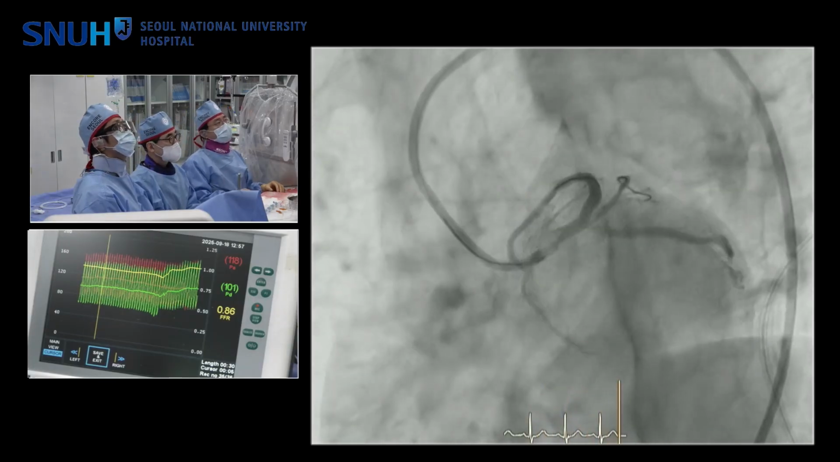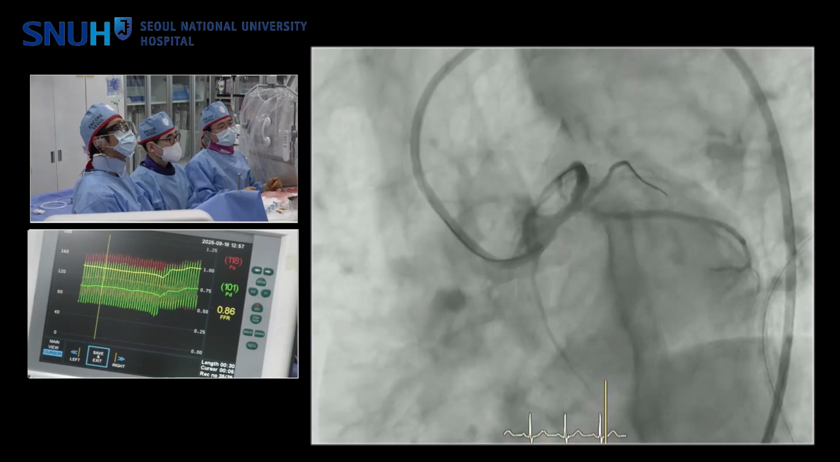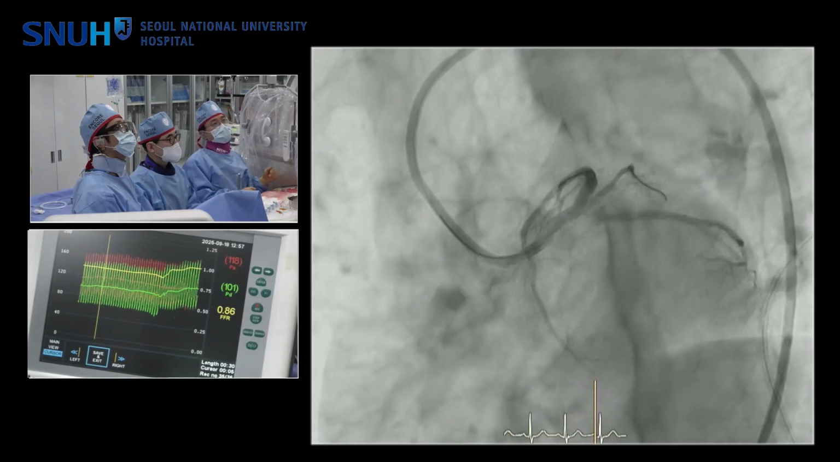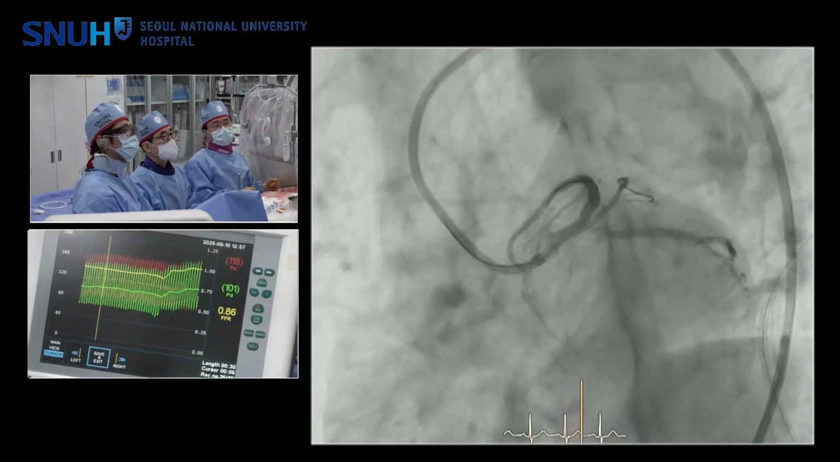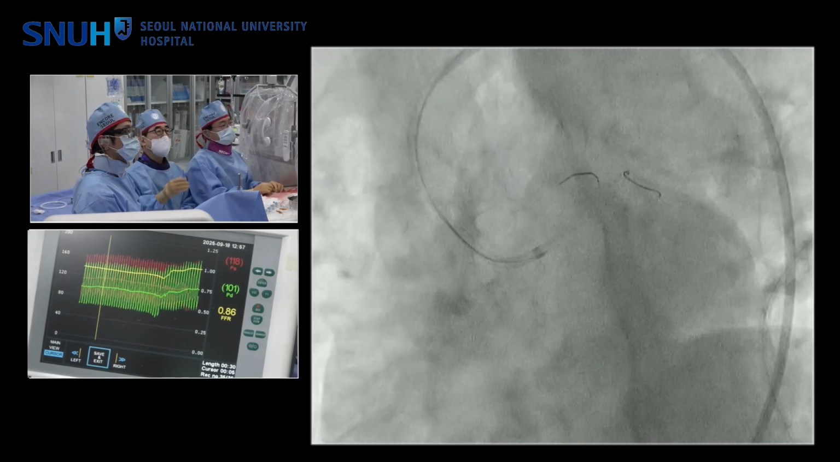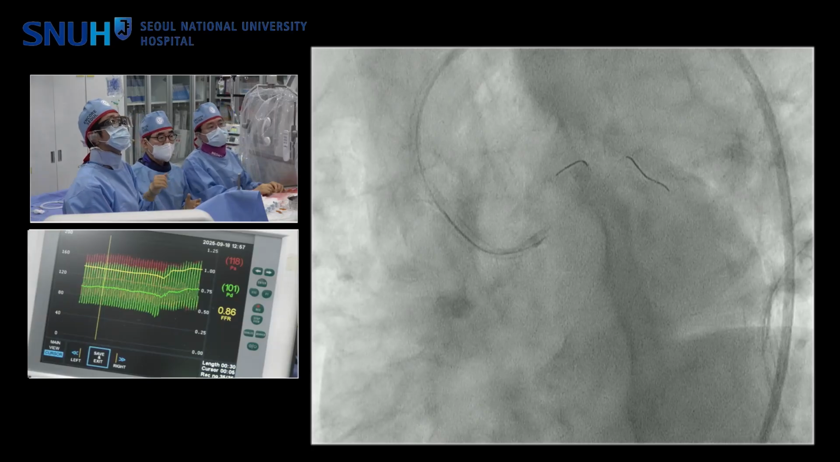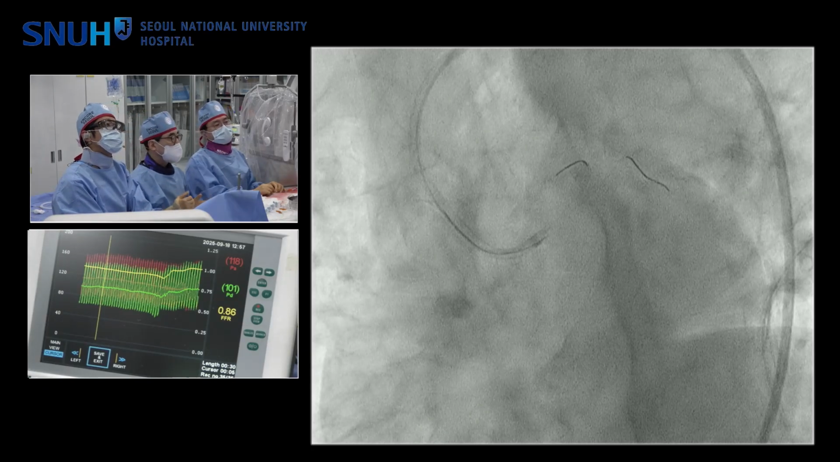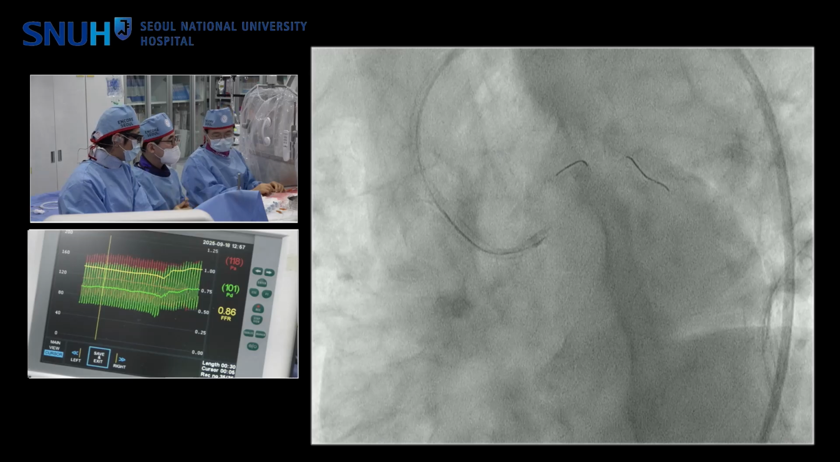Yes, as I mentioned before, we set the left circumflex as the main branch. The VFR value was 0.8. VFR was 80, FFR was 86. Closer. Okay, let's take that out and move on to the right.